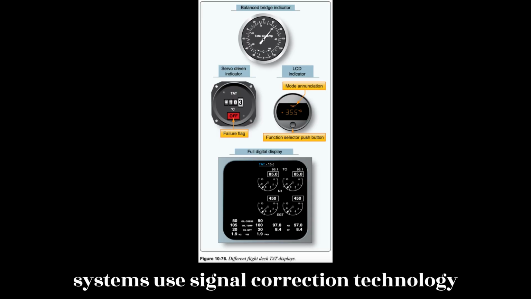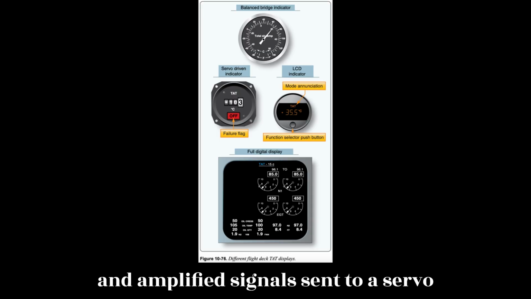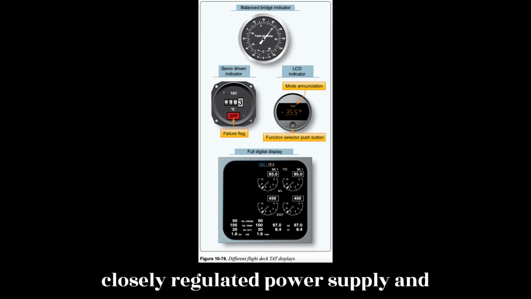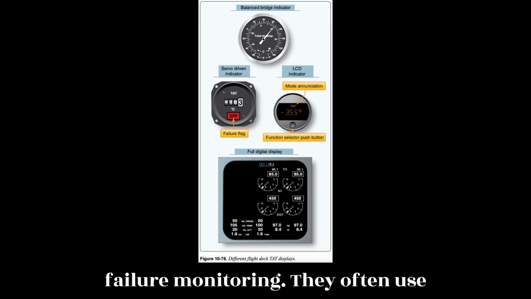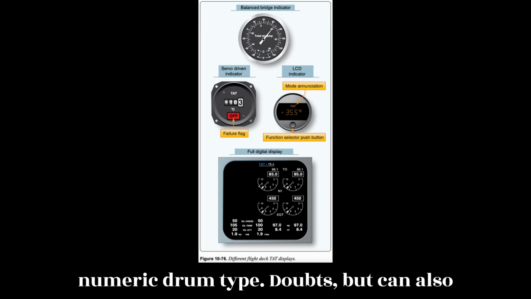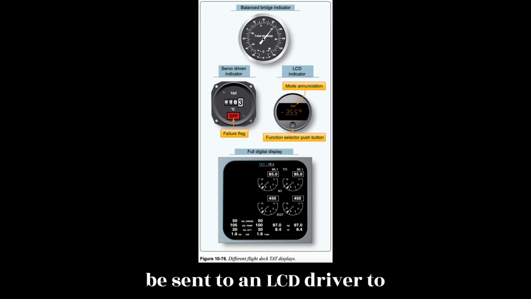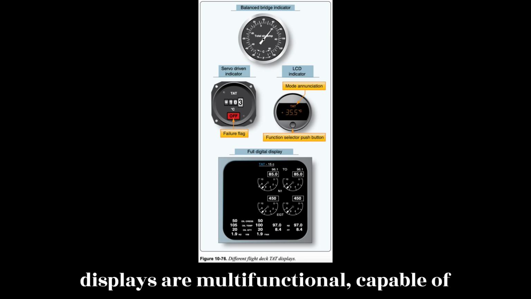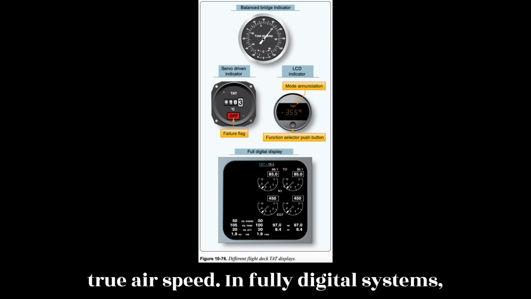More complex systems use signal correction technology and amplified signals sent to a servo motor to adjust the indicator in the flight deck. These systems include closely regulated power supply and failure monitoring. They often use numeric drum-type readouts but can also be sent to an LCD driver to illuminate LCD displays. Many LCD displays are multifunctional, capable of displaying static air temperature and true airspeed.